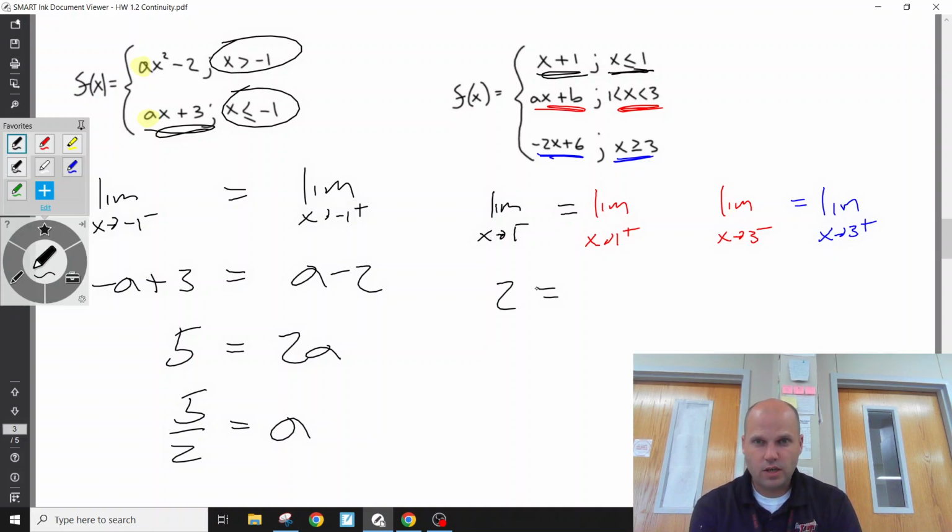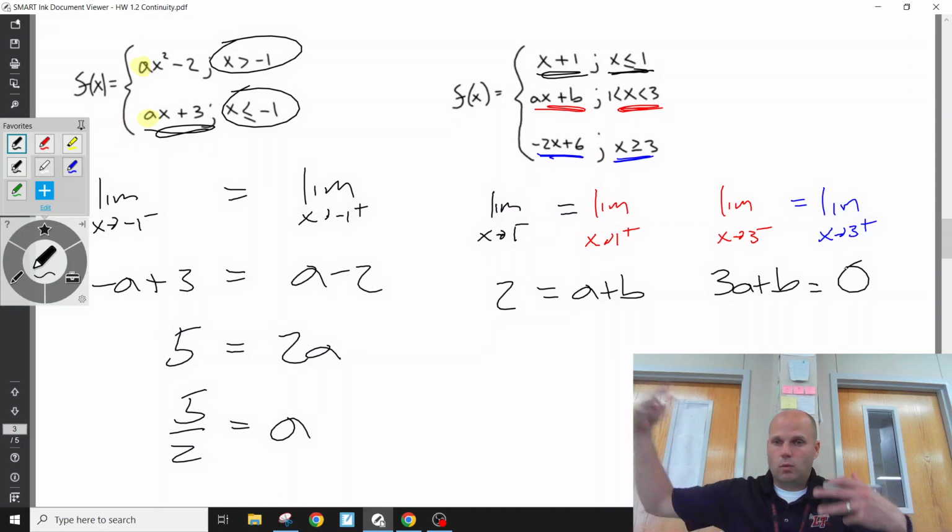I'll get 2 equals a plus b. Here, I get 3a plus b. Again, I'm plugging these in for x, not for a. A is a value that we're trying to find. And that'll equal 0. Nice. What do we do now?